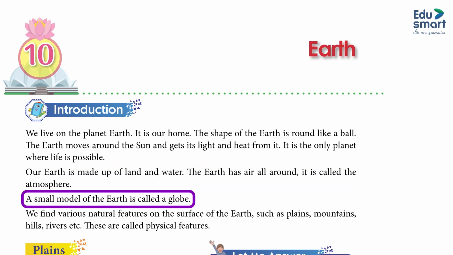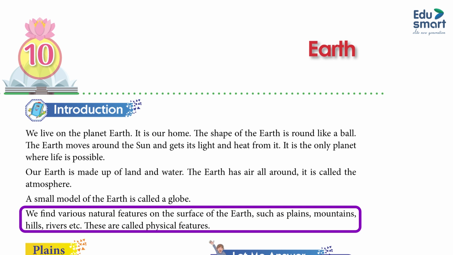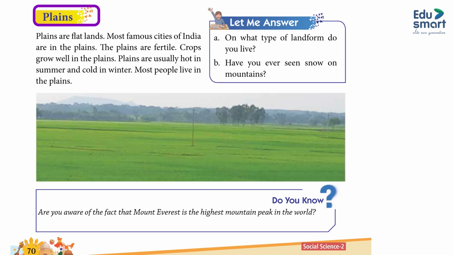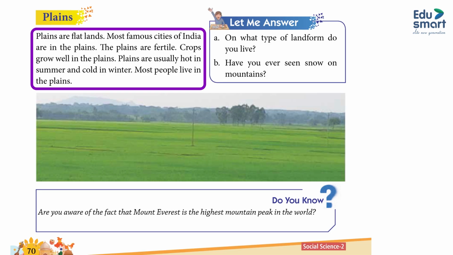A small model of the Earth is called a globe. We find various natural features on the surface of the Earth, such as plains, mountains, hills, rivers, etc. These are called physical features. Plains are the flat land. Most famous cities of India are in the plains. The plains are fertile. Crops grow well in the plains. Plains are usually hot in summer and cold in winter. Most people live in the plains.